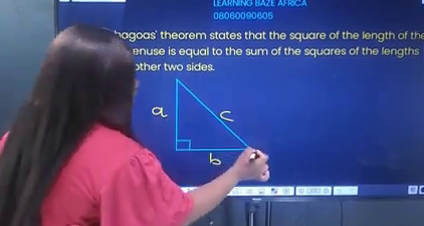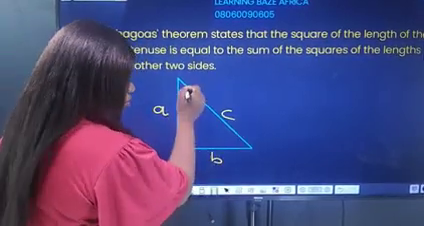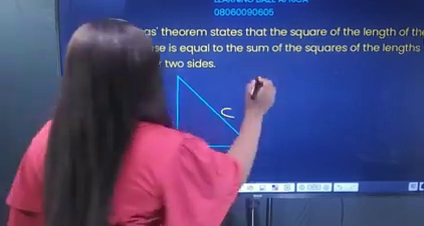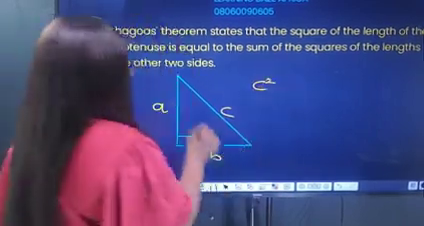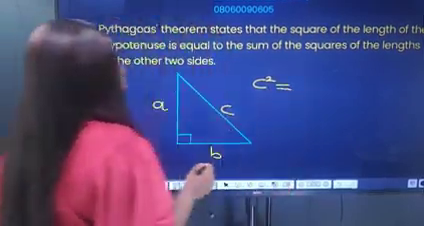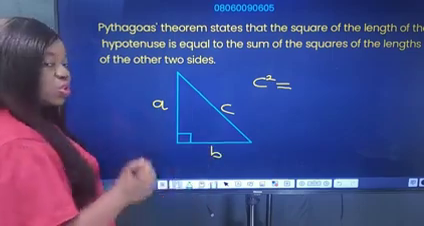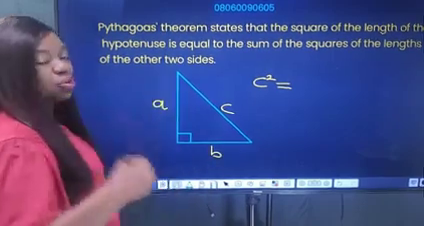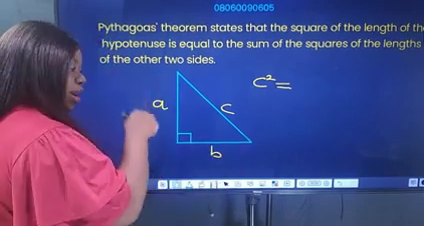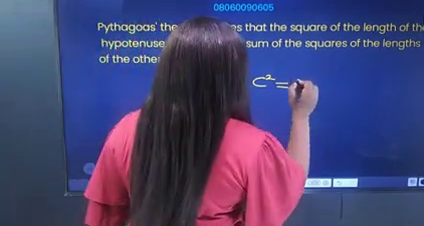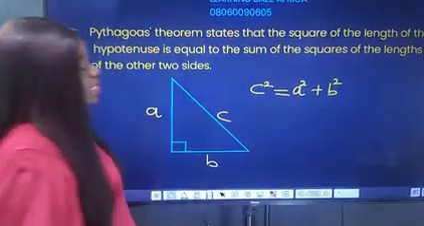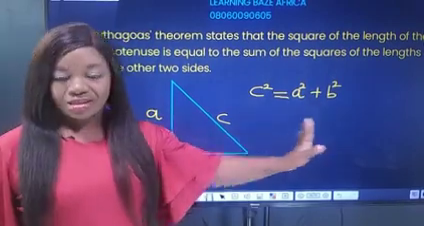This is the hypotenuse. The square of the length of the hypotenuse, which is side C. Now we have C squared because it says the square of the hypotenuse is equal to the sum of the squares of the other two sides. Is equal to the sum. You know, sum means addition. So it's equal to the sum of the square of the other two sides. So that's equal to A squared plus B squared. So this is Pythagoras theorem.